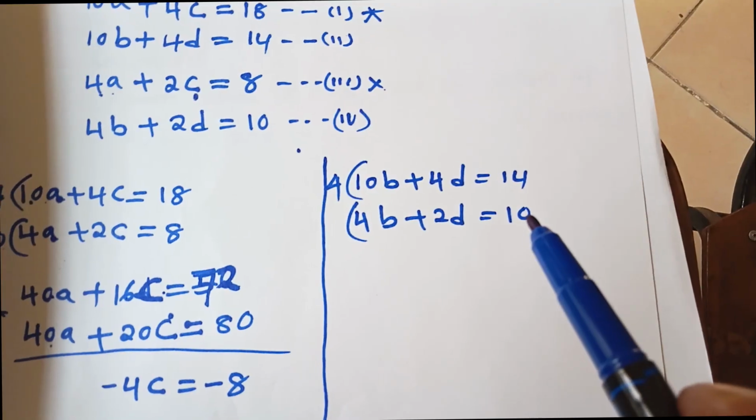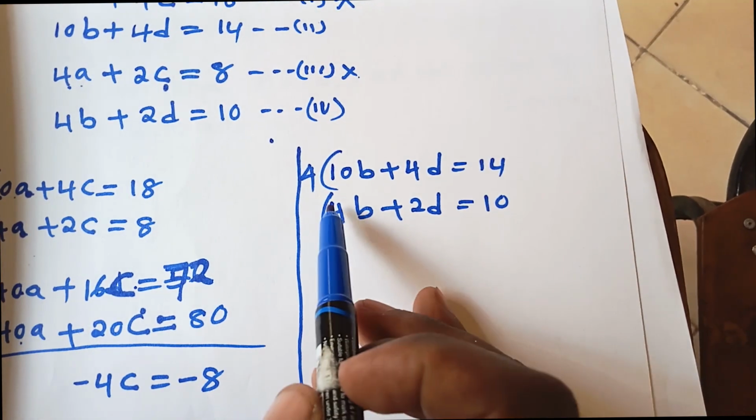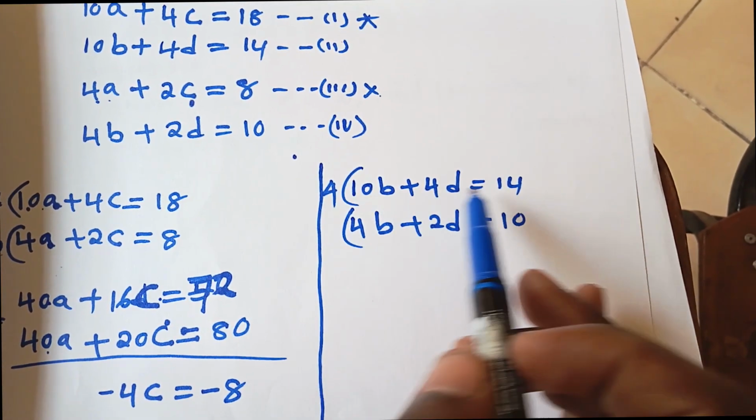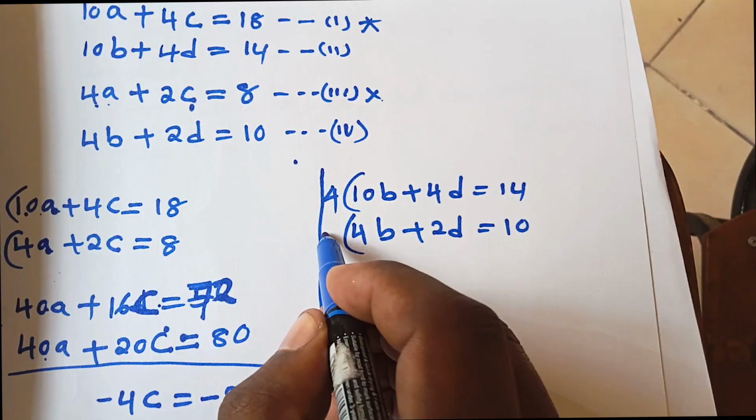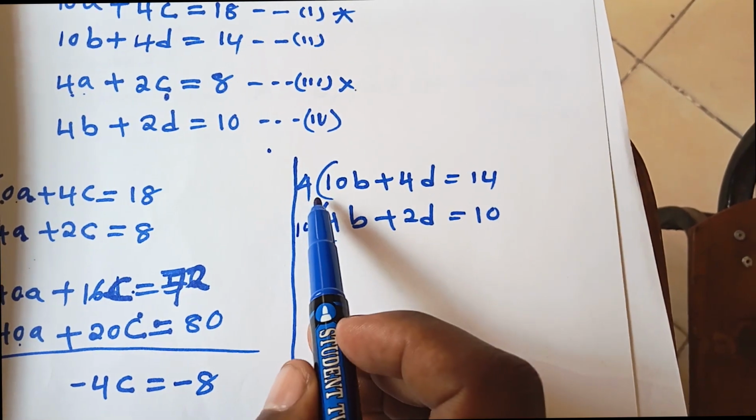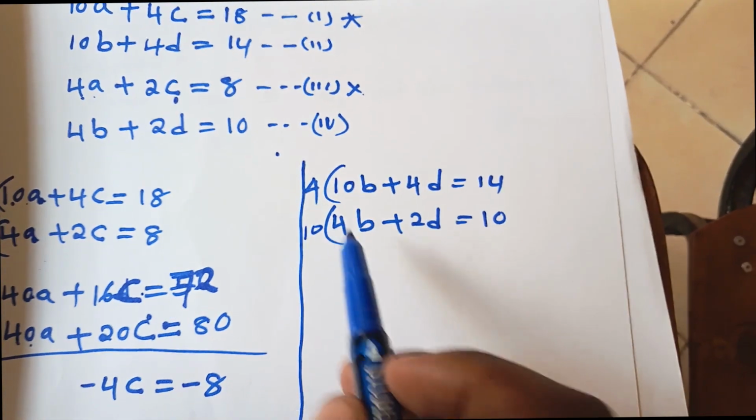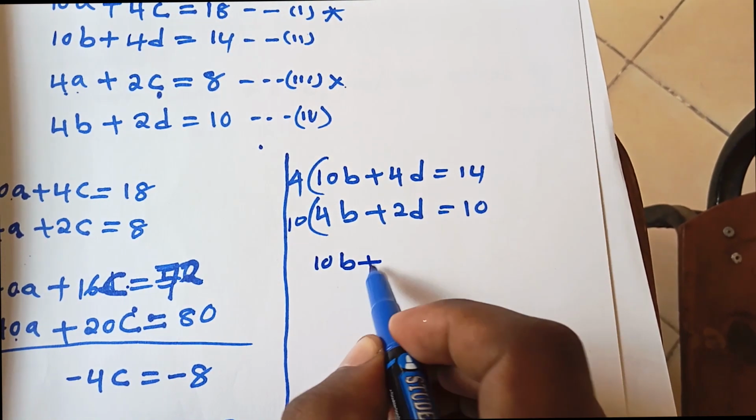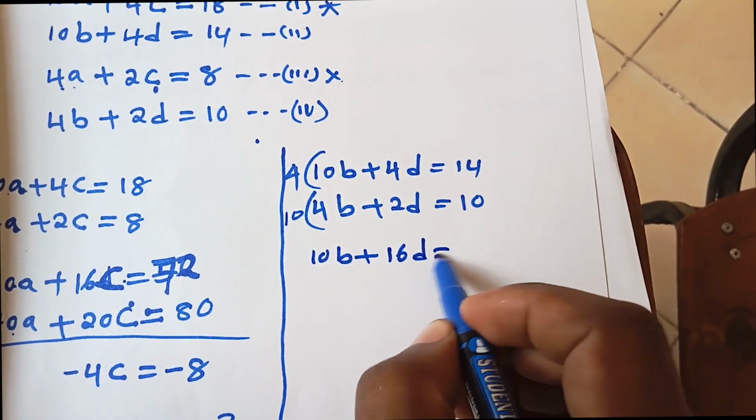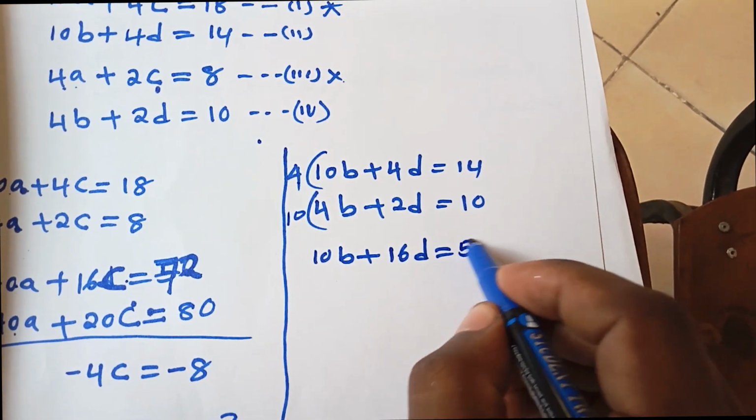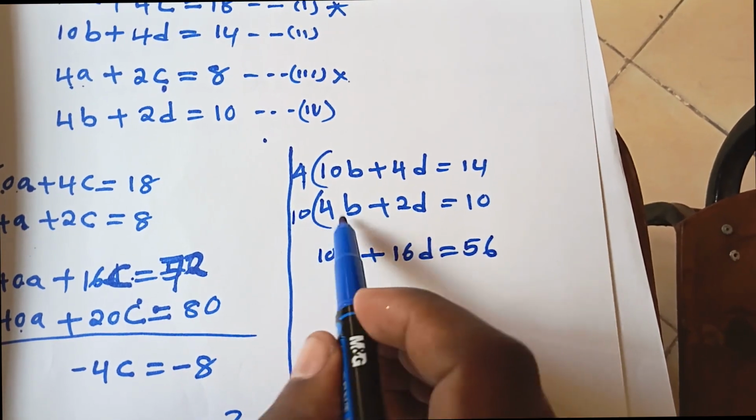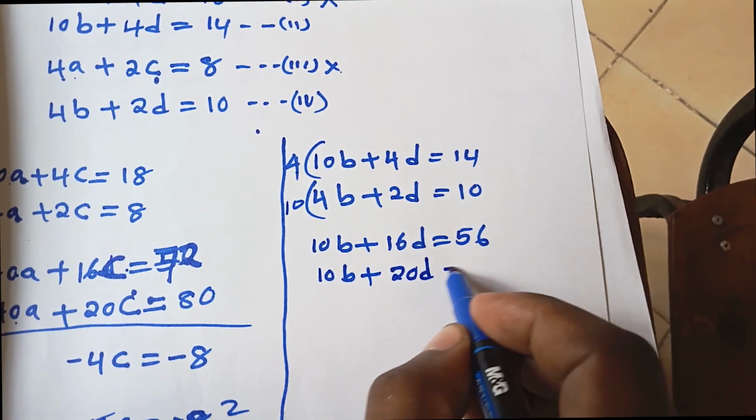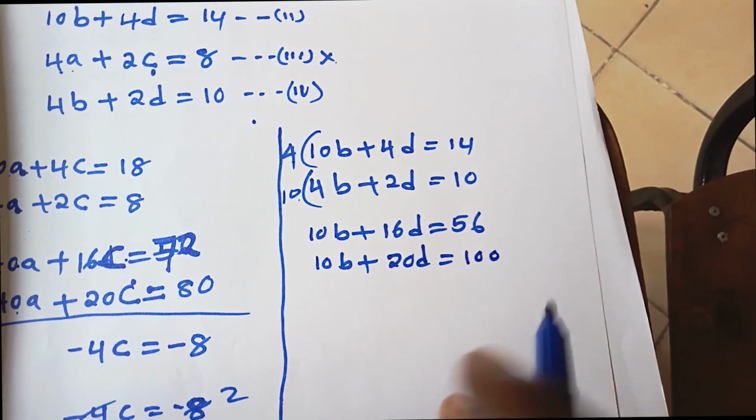You have to take the coefficient of B in the first expression and put it there. So it means that you're going to multiply all these elements by 4. So here we have 4 times 10, that is 10B, plus 4 times 4, that is 16D, equals 4 times 14, which is 56. Then here we have 10 times 4, that is 10B, plus 10 times 2, that is 20D, equals 10 times 10, that is 100.